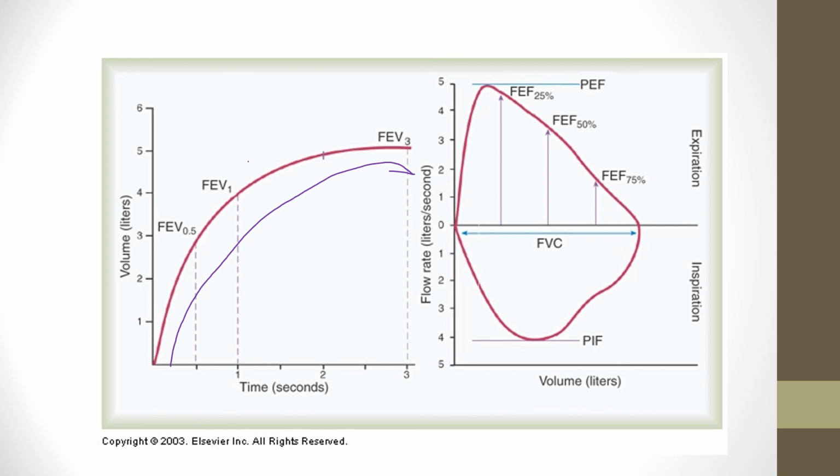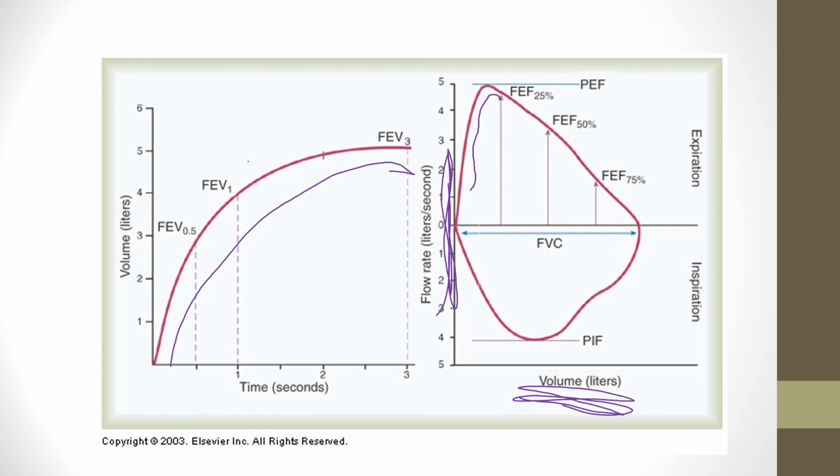So this measures volume on your x-axis, as you can see, and then your flow rate is going to be on your y-axis. So instead of volume being on your y-axis, the flow rate's on your y-axis. So this one doesn't look at time, but it does look at flow rate. Okay, so the patient starts from 0 here, and they're going to exhale.